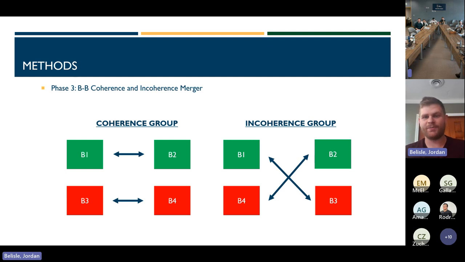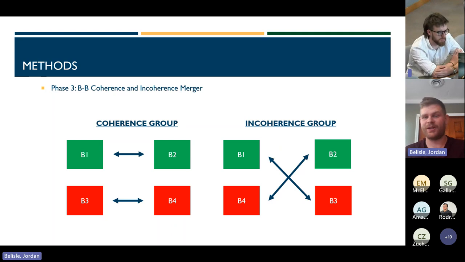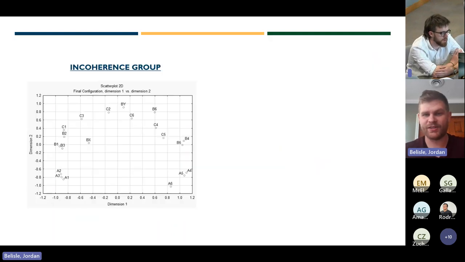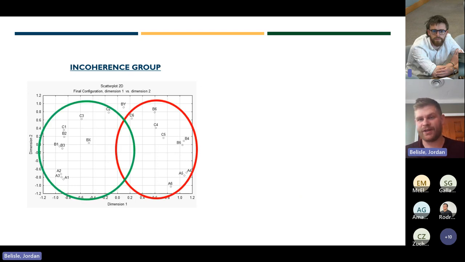In the post-test, it should come as no surprise that percent accuracy was lower for the incoherence group compared to the coherence group, but what does this look like in the geospace? So let's start with the incoherence group. In this group, we loosely see the combination of two networks based on the valence functions and not the class merger. We see the classes 1 through 3 on the left and 4 through 6 on the right.